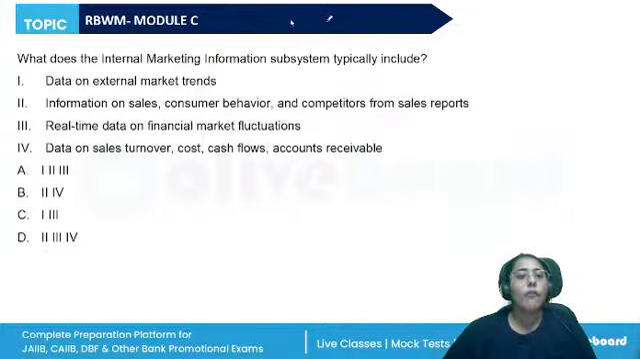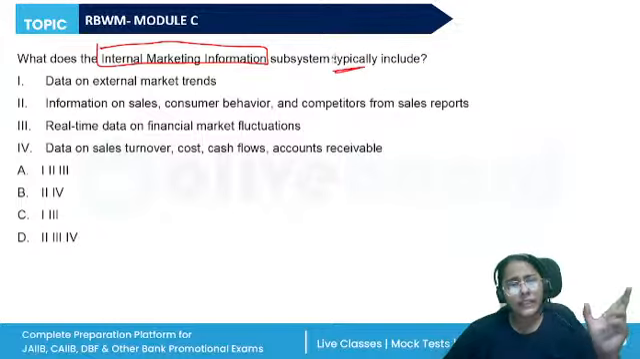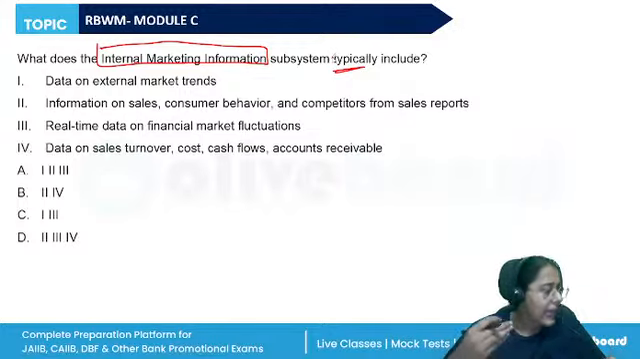All right. What does the internal marketing information subsystem typically include? So this is the marketing information system, unit 22. Under the MKIS, what is a marketing information system? Data from the various sources are collected, collated, processed, analyzed, stored, and disseminated to take the necessary decision.